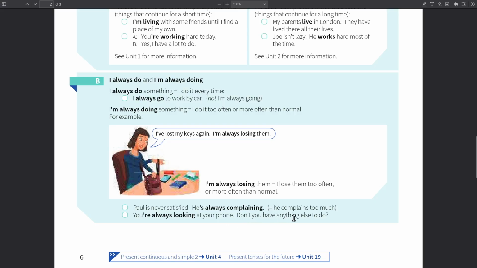Don't you have anything else to do? Don't you have anything else to do, right? So because we are talking about a person that is always looking at the phone, maybe that person is addicted to that phone, right? That's something that happens more often than normal.